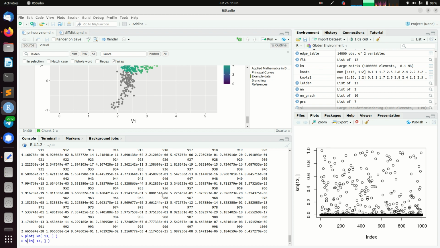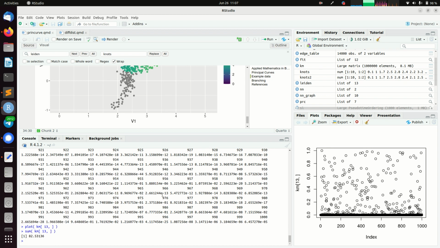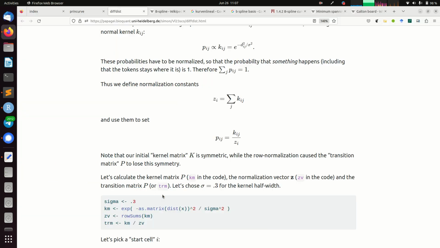The problem is, these cells don't sum to 1. But if it's a probability, it should sum to 1, so that the probability of something happening is exactly 100%. So what I should do is divide each value here by the sum of this. And then I get this. And that's what I've done here. I calculated the row sums of my kernel matrix and divided each row by the row sums. And then I get a matrix of probabilities. Each row in this matrix tells me the probability distribution of where the drunkard will go if he starts at this cell. And that's what I call the transition matrix.